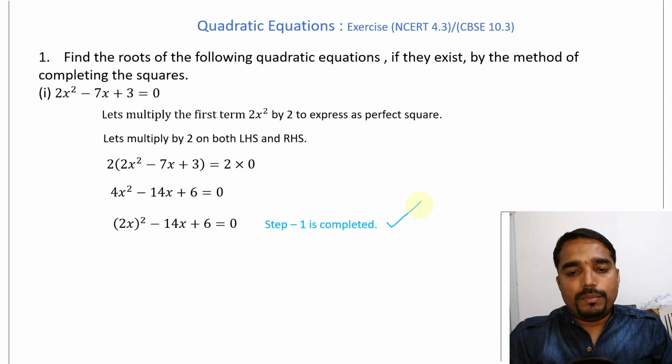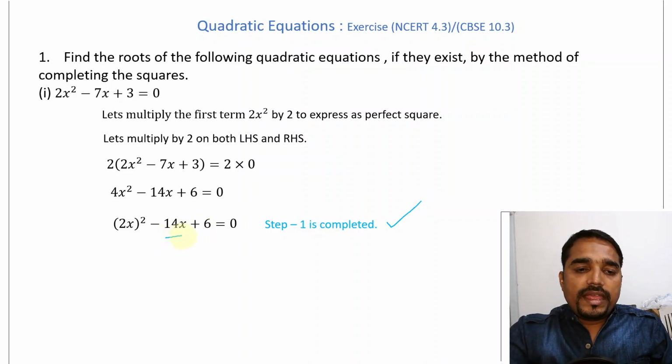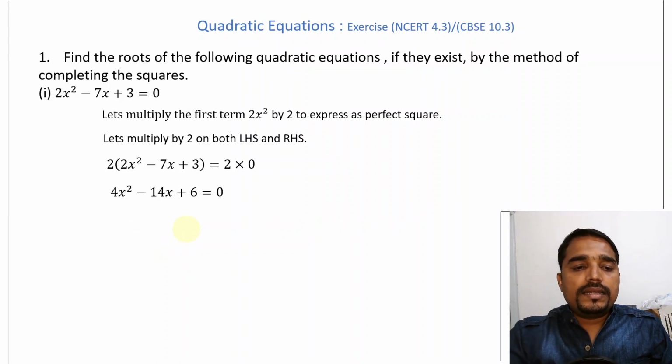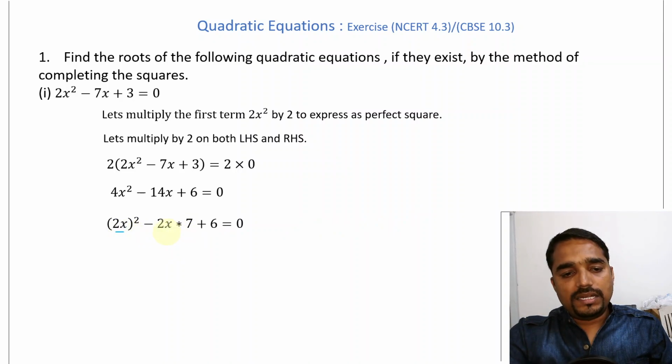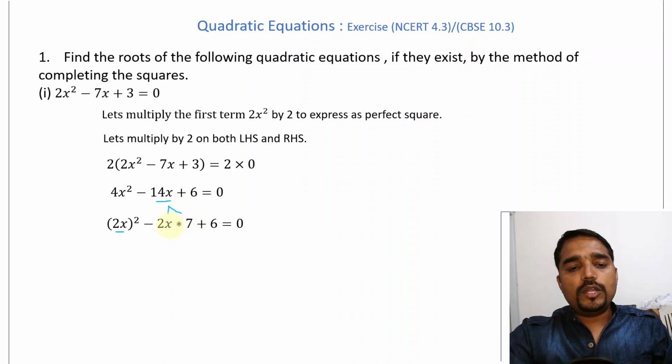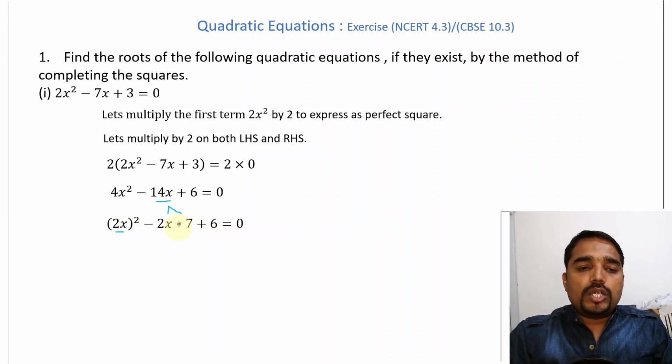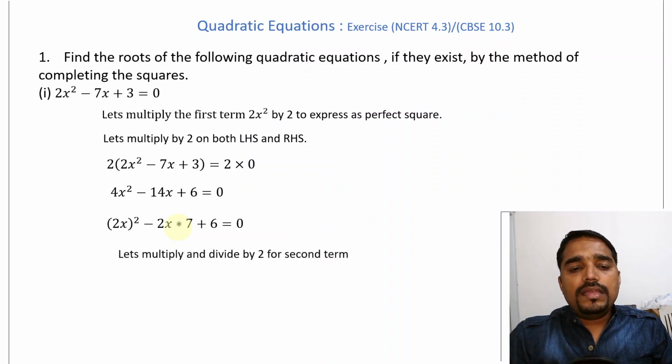Now coming to step number 2, which is related to expressing the middle term minus 14x as a 2ab term. In order to do that, let's first express it as a into the balance term. Here I have split 14x as 2x into 7, that is, 7 into 2 is 14, into x is 14x. So the term is split up into two terms, 2x into 7, so that we are getting a into something. Now, in order to get a 2ab term, let's multiply and divide the middle term by 2.